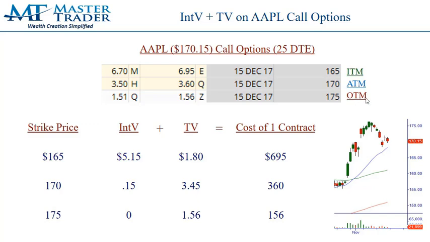Out of the money means it's 100% time value. If I have a coupon or contract that allows me the right but not the obligation to buy Apple at $175, and it's trading at $170.15, there's no intrinsic value. But if I have to buy that contract at $1.56 a share, then that is 100% time value.